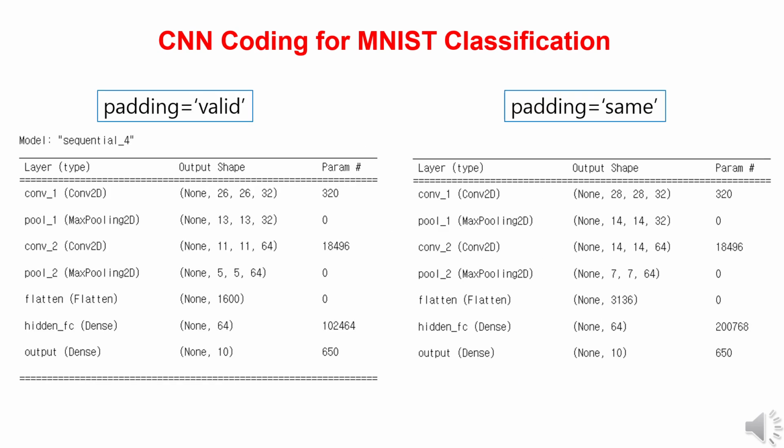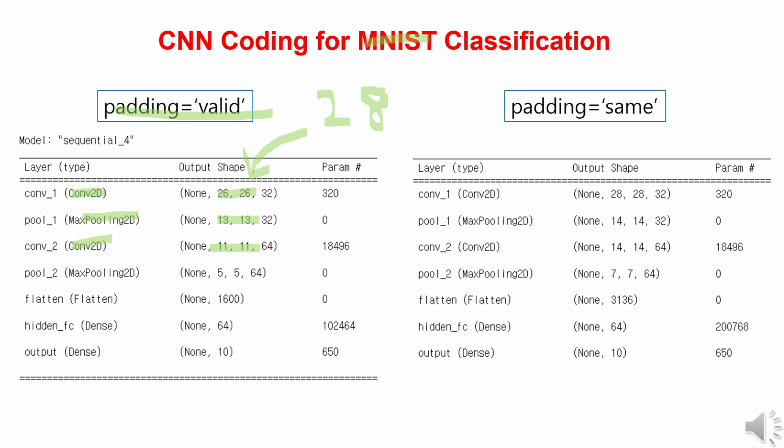In this code, zero padding is not used, and as a result, we can see that the size of the feature maps gets smaller after each convolution operation. For example, when the input image is 28 by 28 pixels, the first convolutional layer reduces the output size to 26 by 26, and it becomes 13 by 13 after max pooling. In the second convolutional layer, the size is further reduced to 11 by 11.